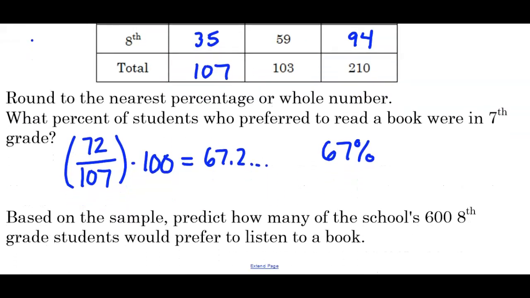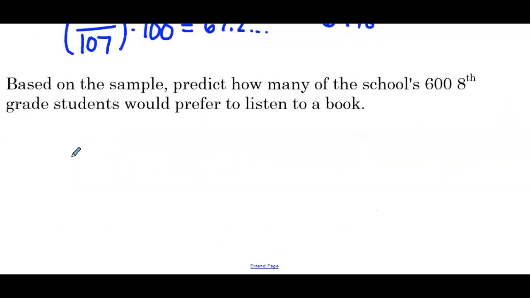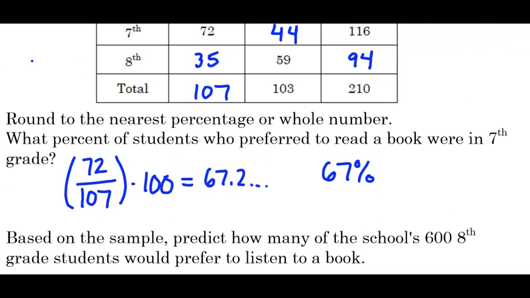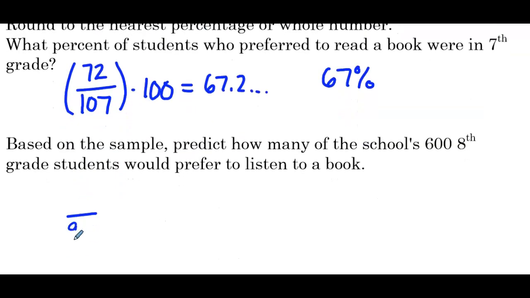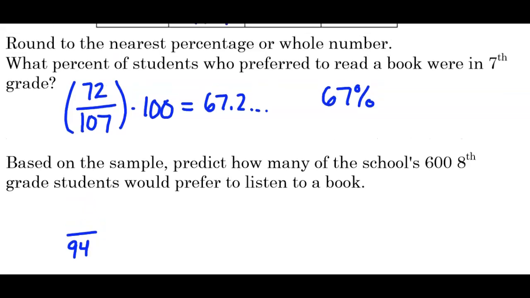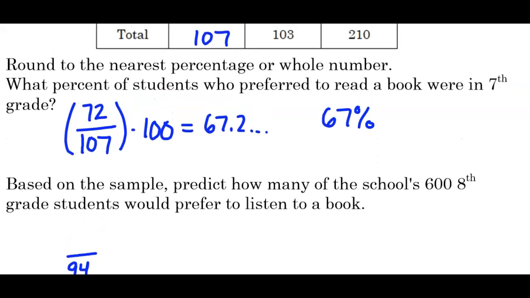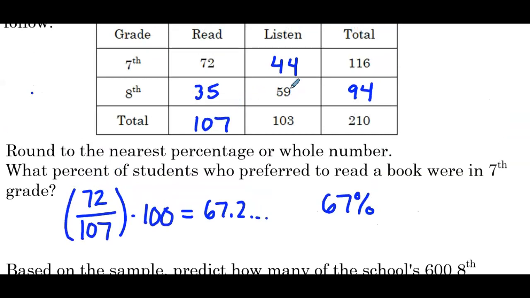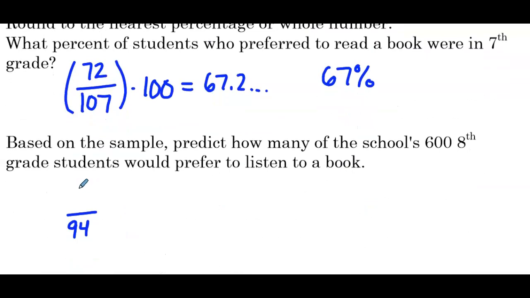Based on the sample, predict how many of the school's 600 8th grade students would prefer to listen to a book. Okay, so we're focused only on the 8th grade. So the total number of 8th graders is 94. So that's our denominator. That's the total that we're working with. And we want the students that prefer to listen to a book. So there's 59 8th graders that prefer to listen in this survey. And then we're going to multiply that by 600 because there's 600 8th graders. We're trying to figure out how many of them would prefer to listen.